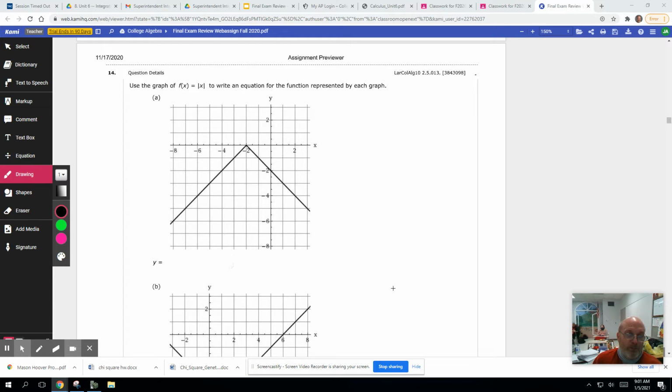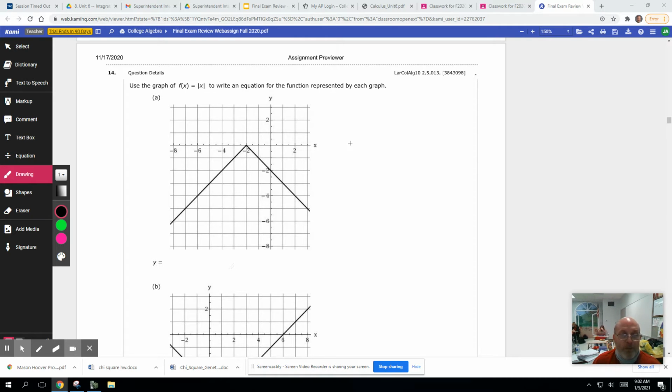Okay, we're back on the UALR final exam review for the college algebra class. We'll do problem number 14. We're given two graphs. We're asked to use the graph of f of x equals the absolute value of x to write an equation for the function represented by each graph. So these are transformations of the graph f of x equals the absolute value of x.